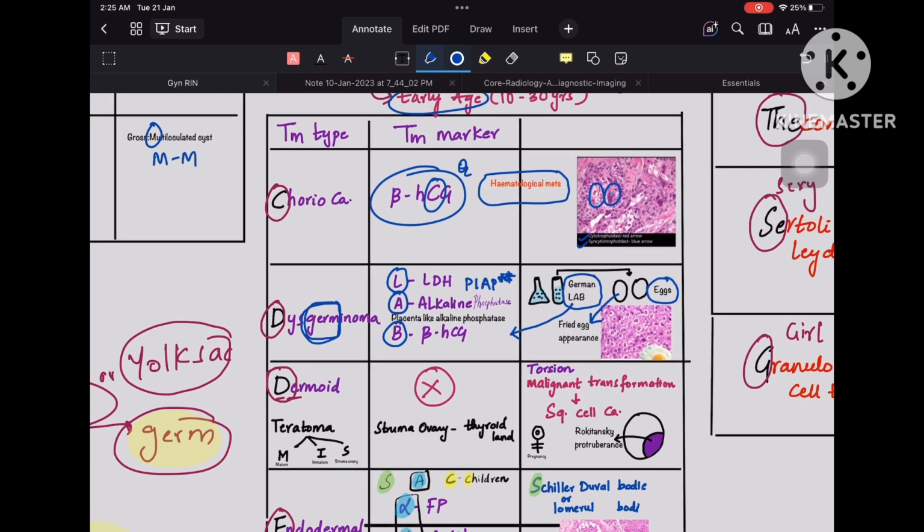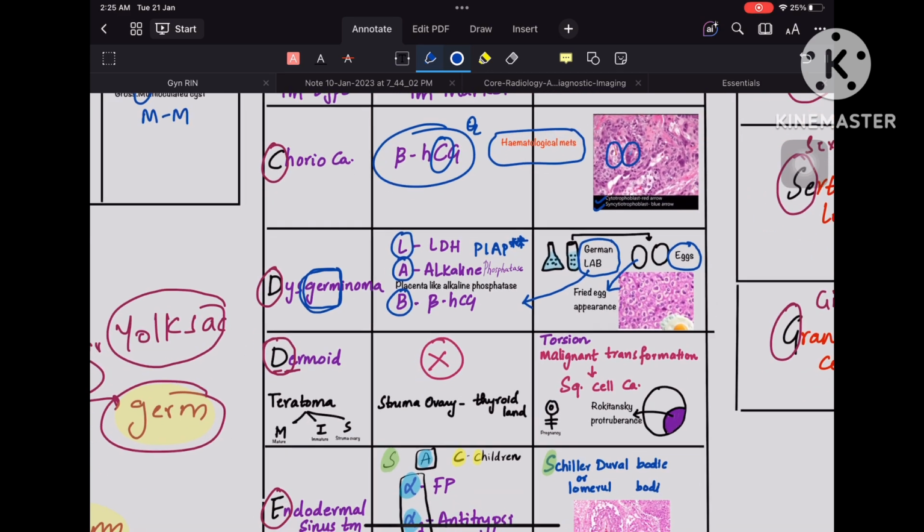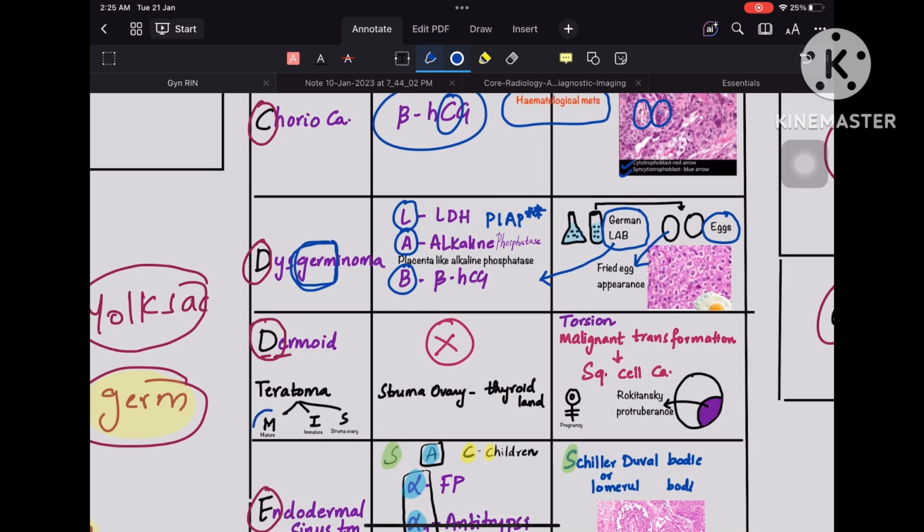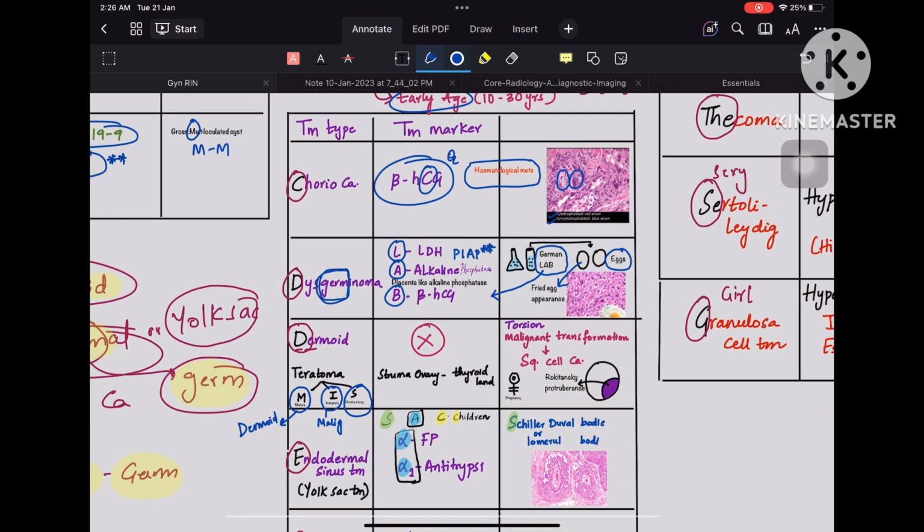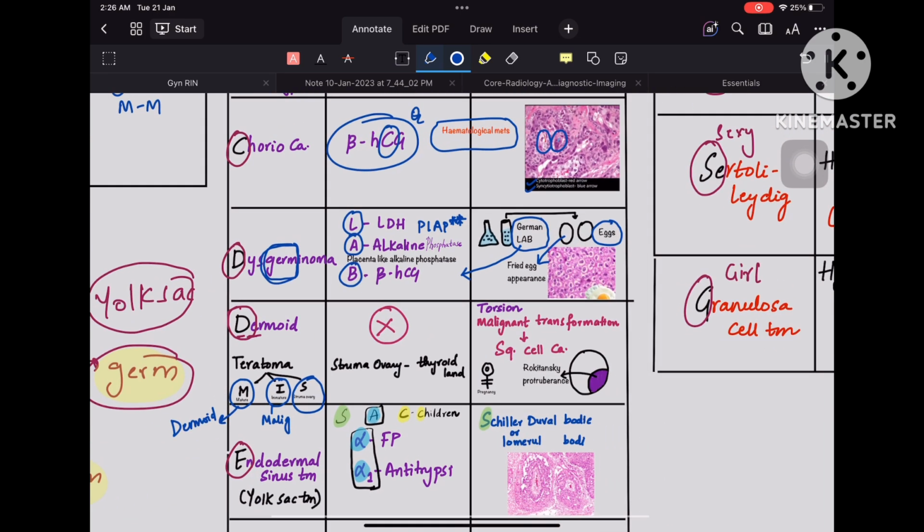And then comes the next one, that is the dermoid tumor. The dermoid tumor is otherwise called teratoma. Teratomas are of three types: mature cystic, immature and struma ovarii. Immature ones are usually malignant, whereas mature cystic teratoma is otherwise called the well-known dermoid, which is very benign. These dermoids tend to undergo torsion, and there is a risk of malignant transformation in the dermoids.